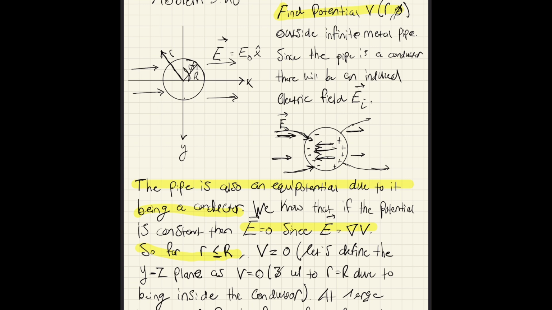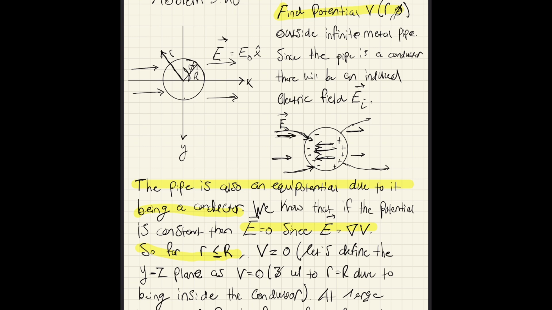I said here that we define the YZ plane, so the plane that's going in and out of the page along the y-axis. We define that plane to be zero, kind of splitting the pipe in half. And it's also going to stay zero all the way out to the radius of the pipe, since the pipe is an equipotential. So that's one condition we have.